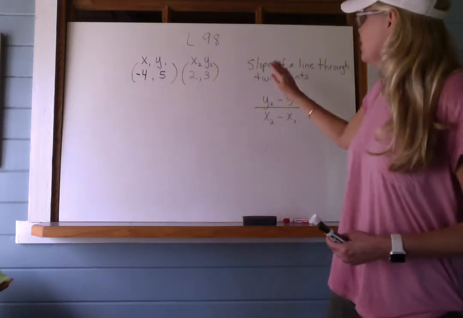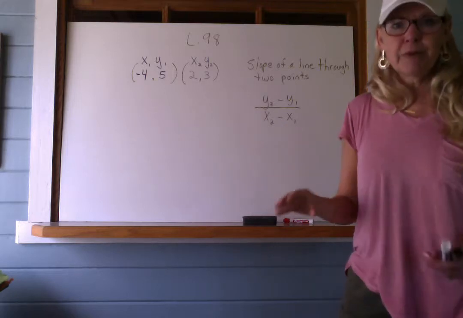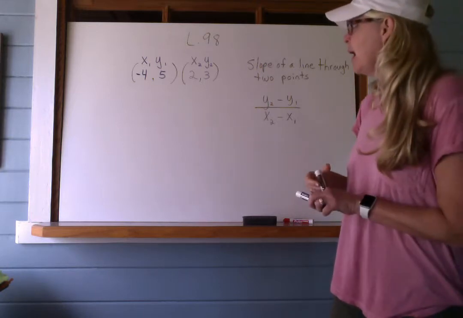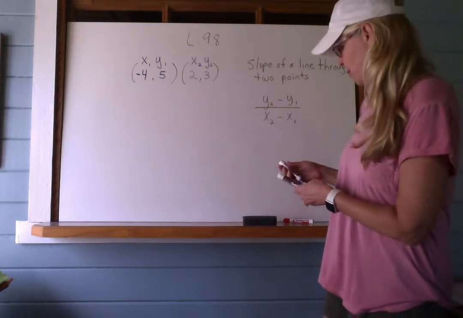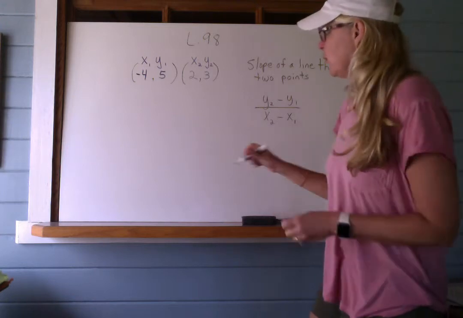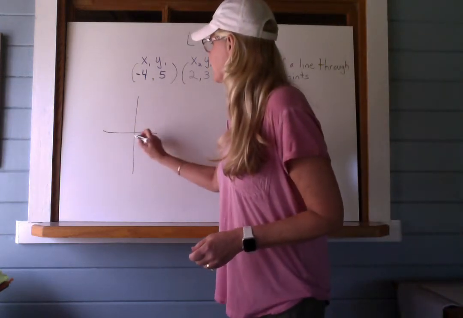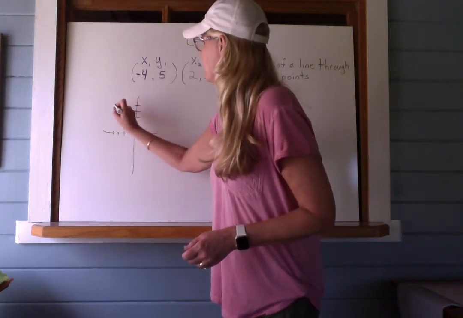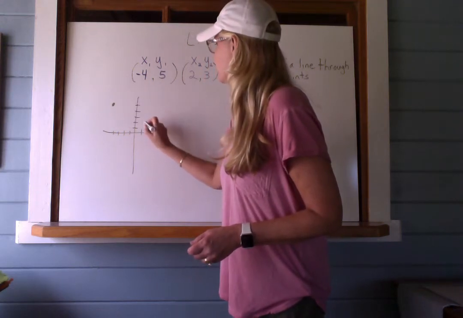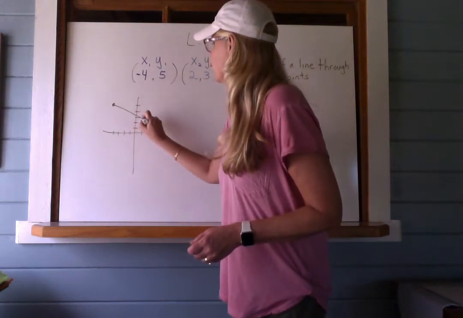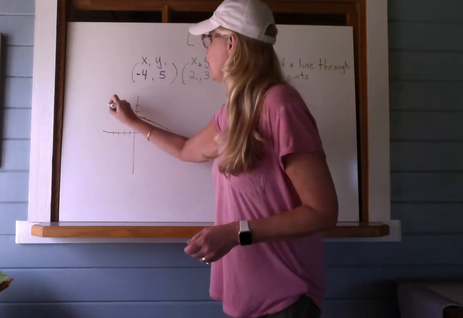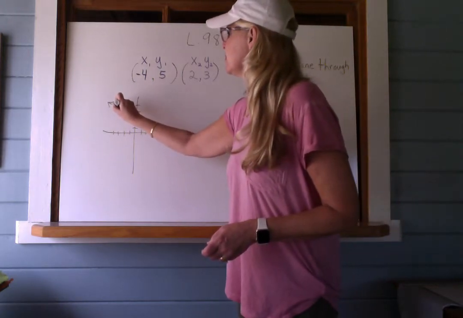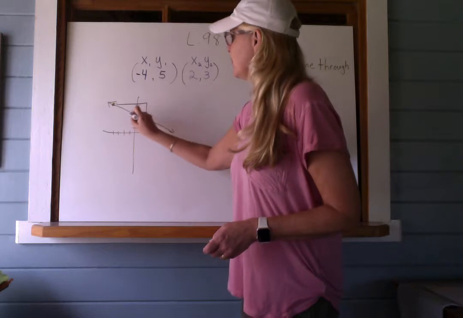So we can find the slope, and then we're going to be able to find the distance between those 2 points. I do not have my graph up here, but I'm going to show you something very quickly. If I were to graph this, 1, 2, 3, 4, up 1, 2, 3, 4, 5, and then I have 2, 3. So here is my slope that we're going to find, and then we're going to be able to find the distance between the 2.